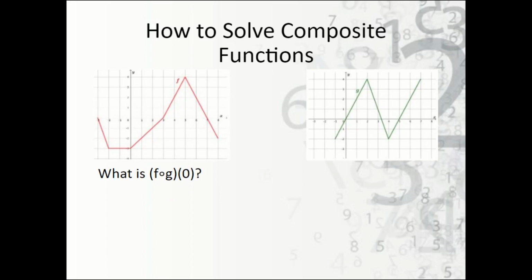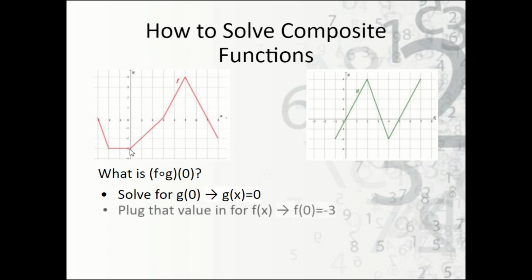What is f of g of 0? So it means the exact same thing as the other one we just did. In this case, we take g of 0, because that's the last one. So we always do it last to first. So g of 0 is 0. And then we plug that in to f. So f of 0 is negative 3. So f of g of 0 is negative 3.